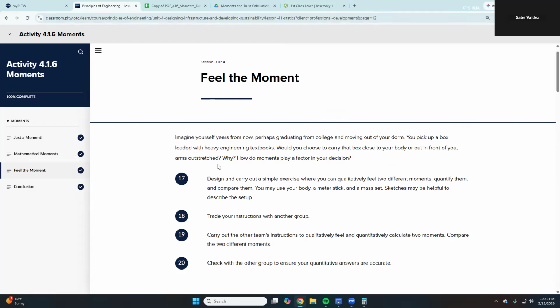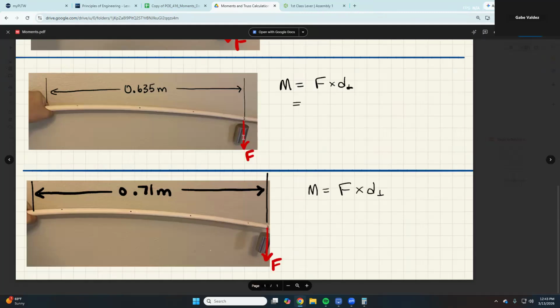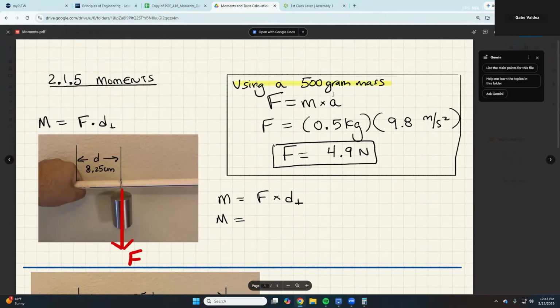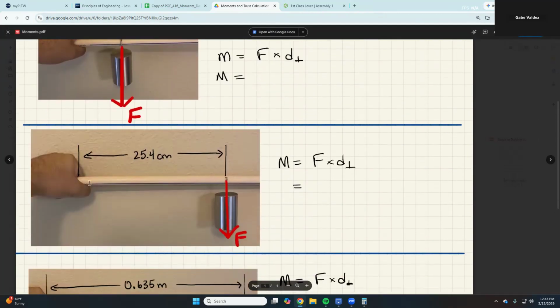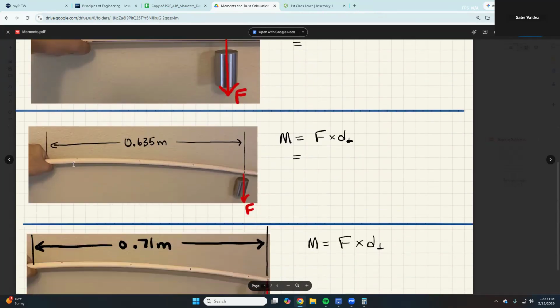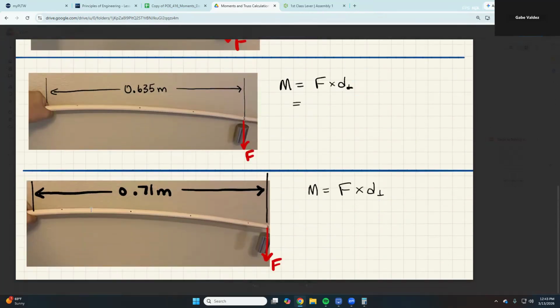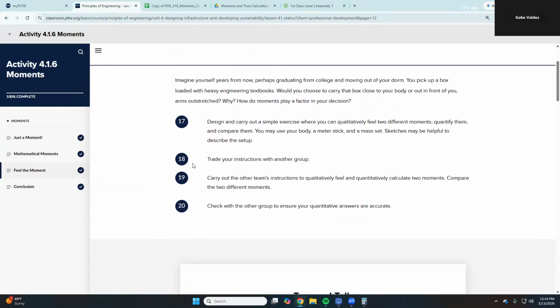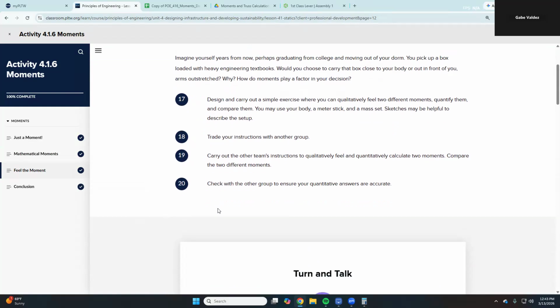Part of the activity is they want students to feel the moment. And then they can also calculate it as well. So if we know what the mass is, I can convert that to a force. And so here I have a 500-gram mass. So that's 4.9 newtons. So if I know my force and I know the distance I'm placing this away from this supporting point here, or this point of rotation, I can go ahead and calculate the moment generated by this mass. The further and further I put it away, the greater my moment's going to be. So in this part of the activity, in 17, 18, 19, and 20, they want you to essentially test that out and have the students feel it.